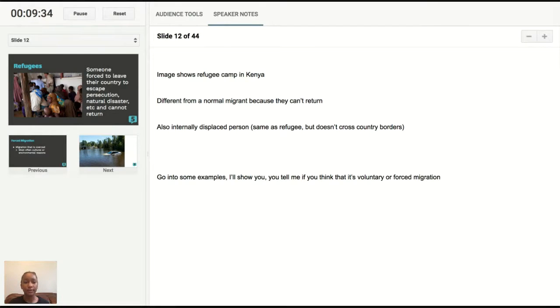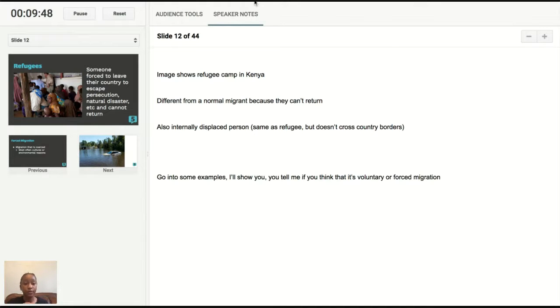So that's someone who's escaping maybe persecution, whether it's religious, political, or because of a natural disaster, anything like that. If they can't return to their country, then that would be considered a refugee.